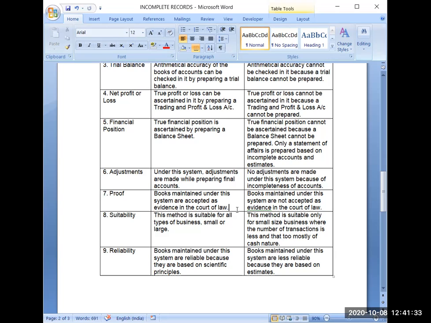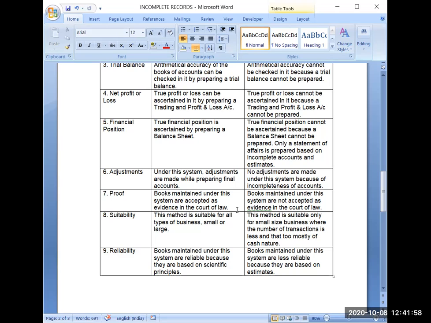Suitability, obviously double entry system is a suitable method of accounting and it suits to all. Any small business or large business, any company, partnership, proprietorship, or any other form of business organization, they all can keep accounts according to double entry system. It suits to everyone. But accounting from incomplete records will be suitable only and only for small business, for proprietorship or partnership type of business.